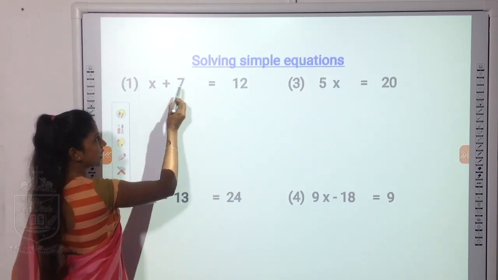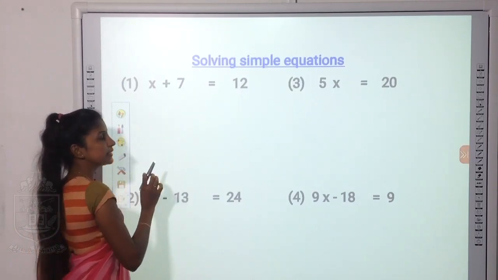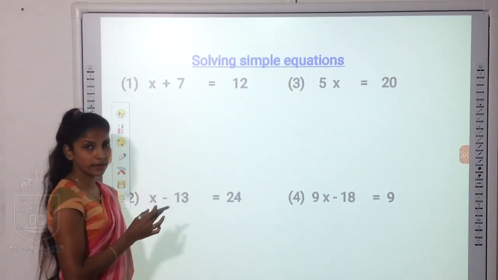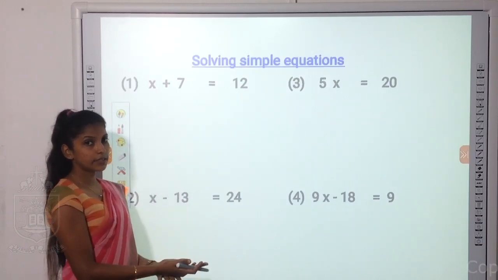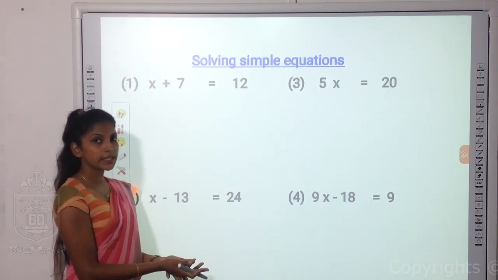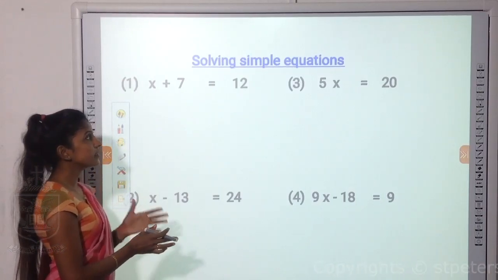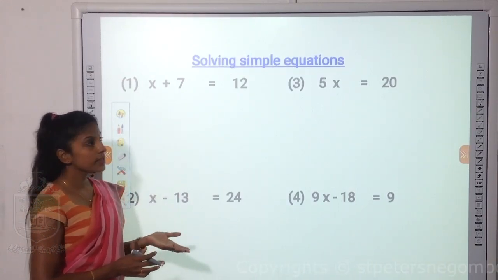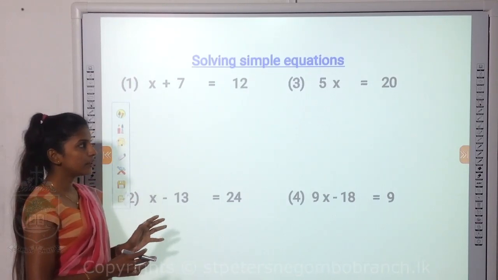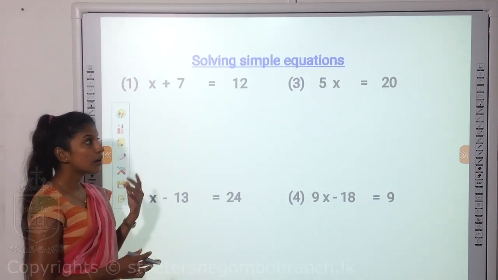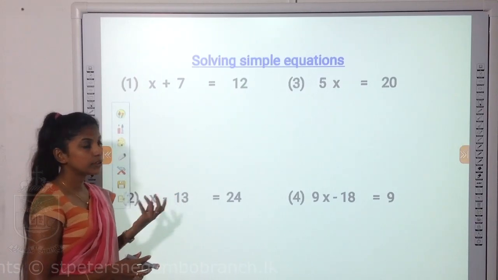That means here you all can see addition is the mathematical operation in between x and 7. So in order to remove plus 7, what is the opposite of plus 7? That is minus 7. So you have to subtract 7 from both sides. Then only this 7 will cancel from the left hand side. So always you have to do the opposite of the operation between the two numbers.